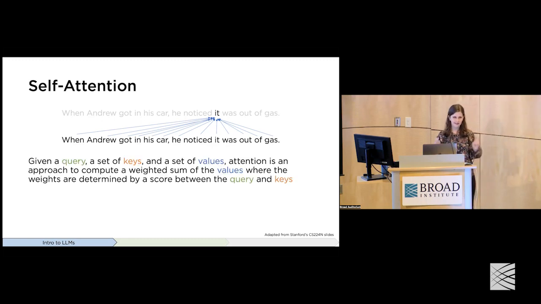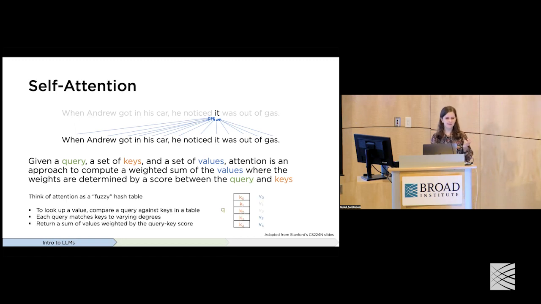In other words, and here's the more technical definition that's used in the original paper: given a query, a set of keys, and a set of values, attention is an approach to compute a weighted sum of those values, where the weights are determined by a score between the query and the keys.